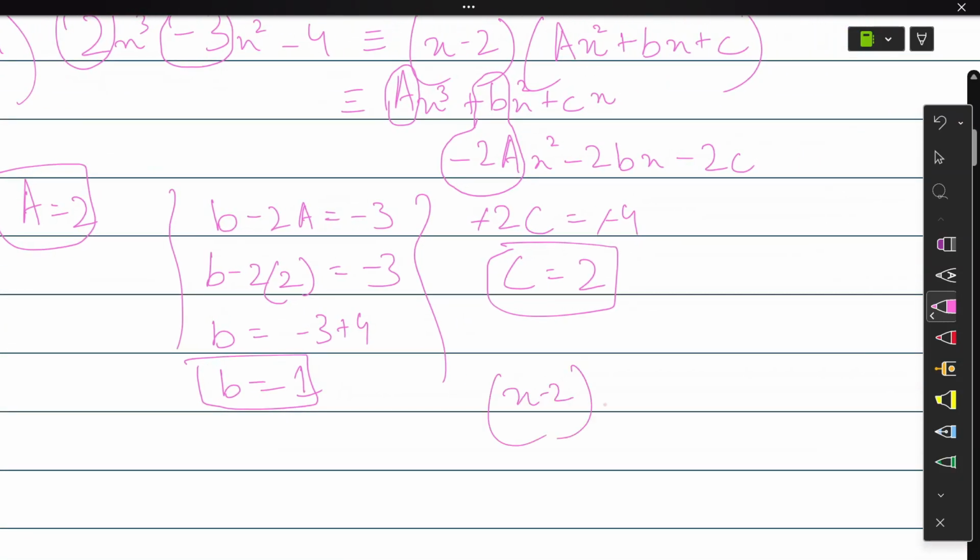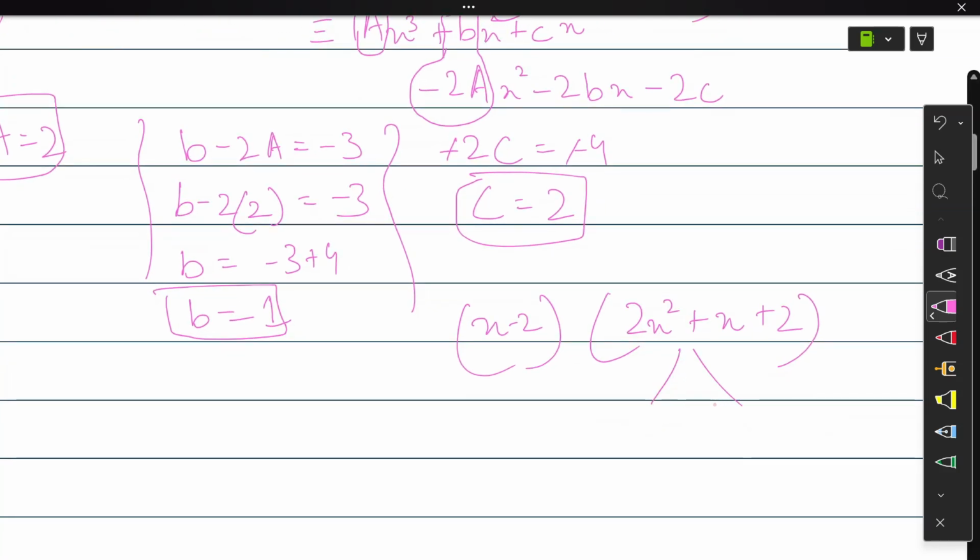x minus 2, that's our linear factor. The quadratic equation is ax squared, a equals 2, so 2x squared, b is 1, so just x, and c is 2, so plus 2. Now just use middle term breaking or your quadratic formula or whatnot to simplify this. I'm going to do it directly just to save some time.